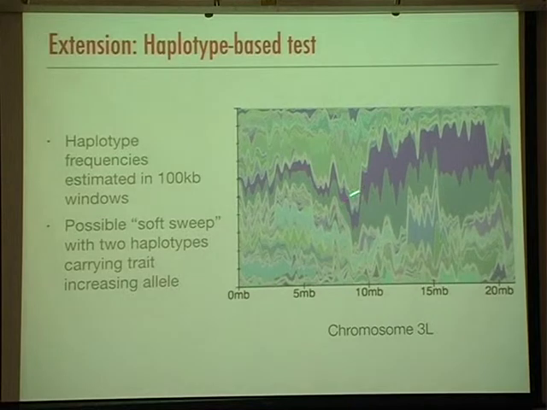suggesting there may be some very large effect mutation that is moving really dramatically during the selection experiment. So we might imagine using haplotype-based statistics and these haplotype frequencies to understand these patterns of selection in more detail. Okay. This is a case where it's a possible soft sweep where two of the founder haplotypes carry the trait-increasing allele and have been pushed up in frequency.